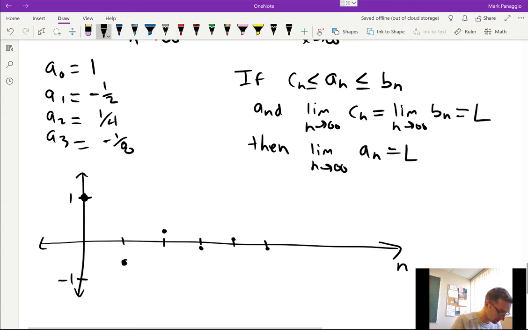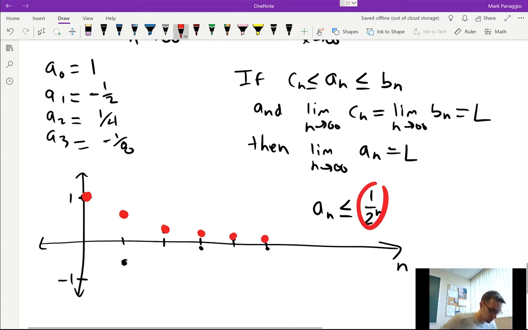Well, here's the claim: an is less than or equal to 1 over 2 to the n. Because notice that 1 over 2 to the n would have the exact same terms in the sequence, but they would all be positive, right? So let me just add a different color here. If I were to graph out 1 over 2 to the n, it would look like that. This one would be 1/2, then this one would be the same, and this one would be a little smaller. And you'd see that for every single term, 1 over 2 to the n is going to produce a larger value, or at least as large as an.